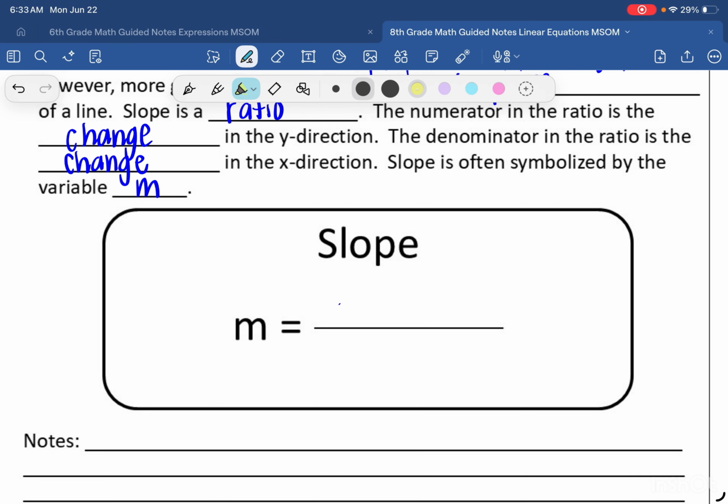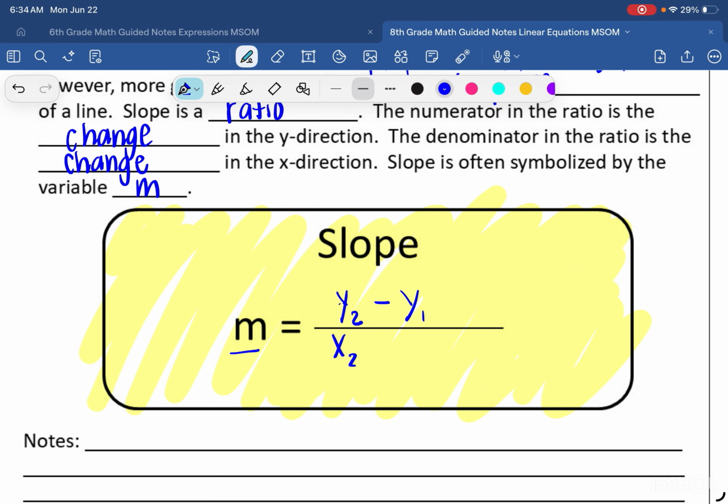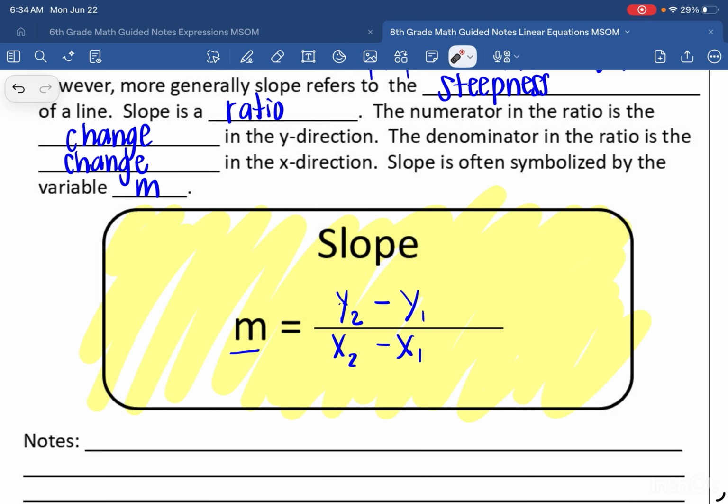We're going to summarize the slope in a formula. m, the slope, equals the change in the y direction, and I can denote change by the difference, or subtraction. So I'm going to say y2 minus y1 over the change in the x direction, which will be x2 minus x1. We will go into this more later, but notice that this is a point and this is a point.